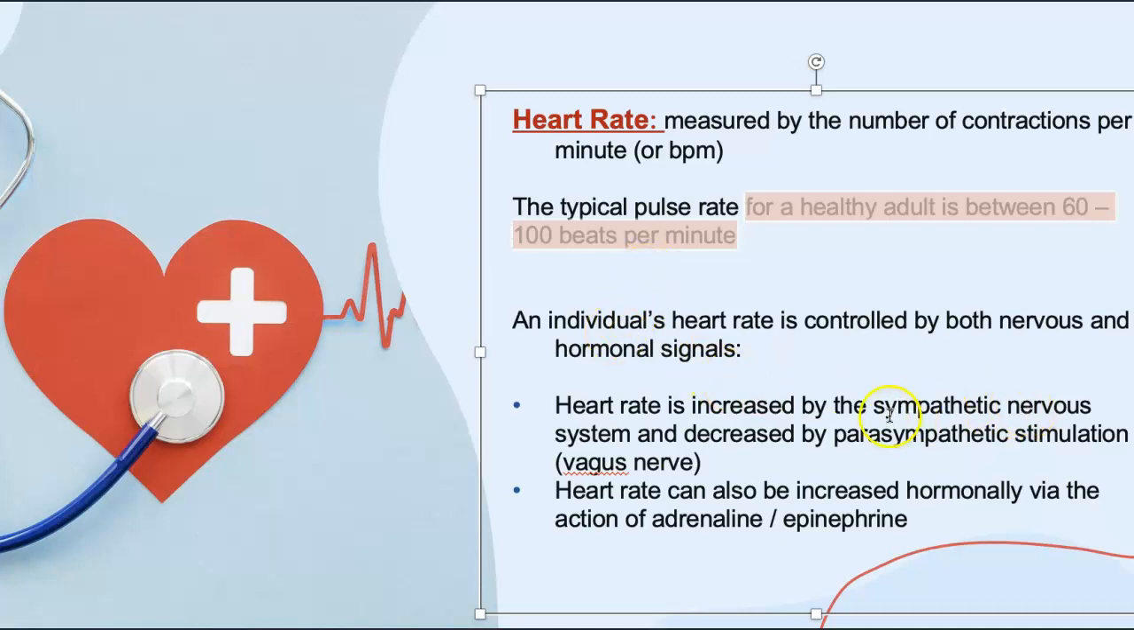And there are a lot of factors which might affect the heart rate. For example, the sympathetic nervous system will increase the heart rate, whereas the parasympathetic nervous system will decrease the heart rate. And we have also other hormones or hormonal signals like adrenaline and epinephrine, which might affect the heart rate as well. This is what heart rate is about.